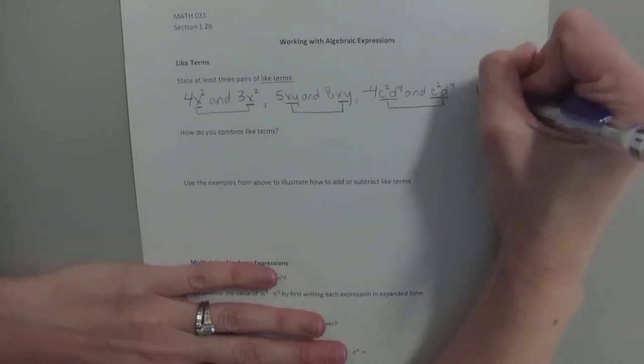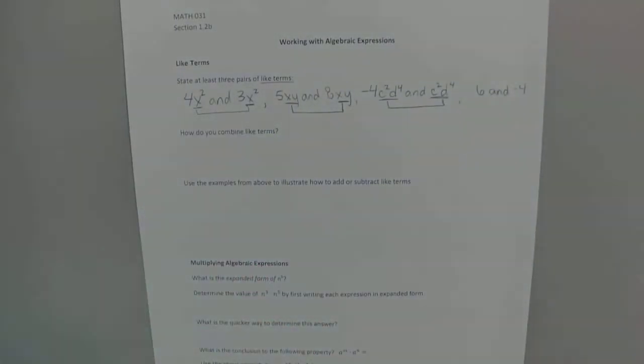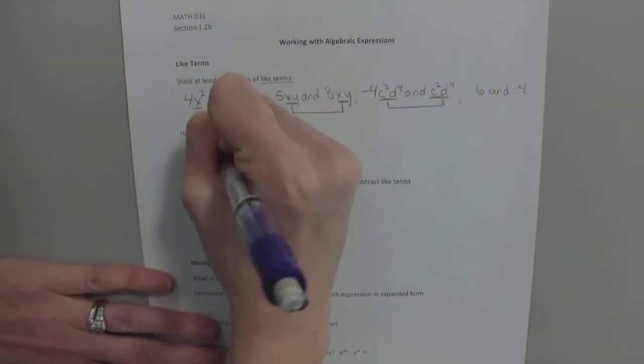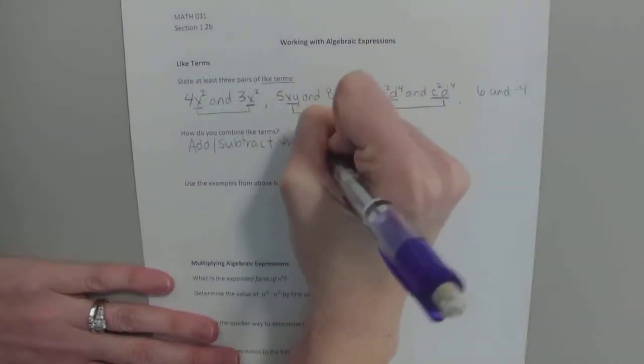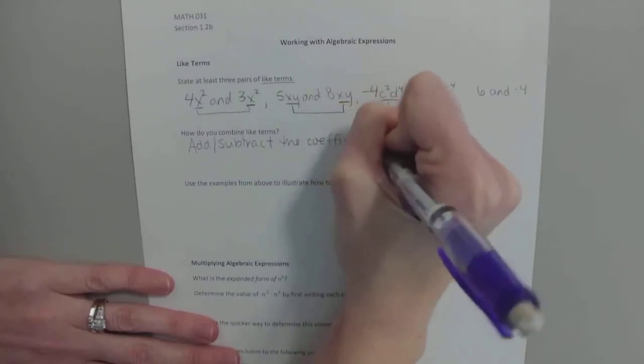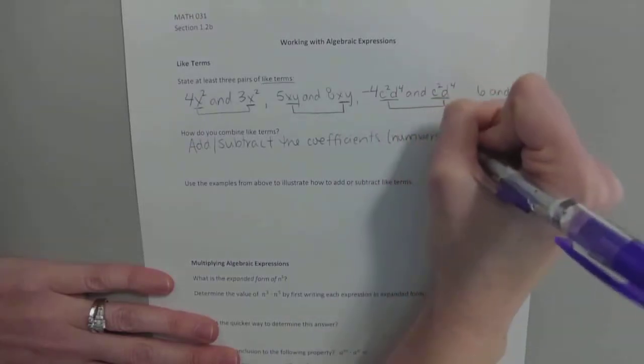The last one I want to put on here is just 6 and negative 4. Those are considered like terms because their variable is non-existent. They're just numbers, but numbers will always be like terms. All right, so how do you combine them? All you do is focus on the number in front, the coefficients, and do the math with the coefficients and leave the variable the same. So what we're going to do is add or subtract the coefficients, so those are the numbers in front.